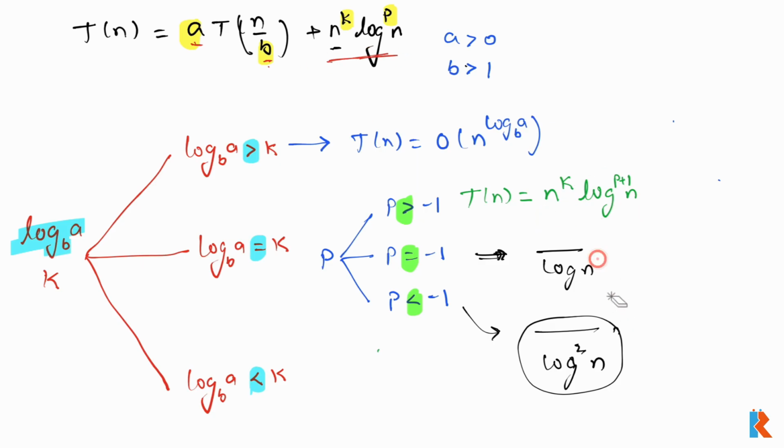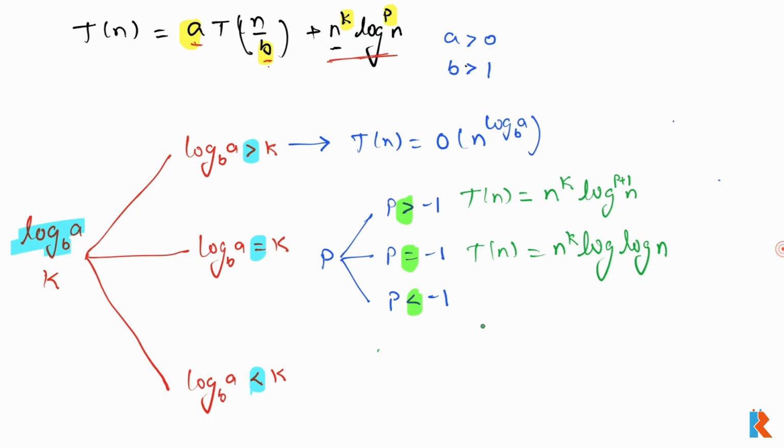In the second case, where you have log n in the denominator, T(n) is n raised to the power k log of log n. So here, because you have log n in the denominator, we are multiplying n raised to the power k with log of log n. And if you have a very high power of log n in the denominator, then we will completely ignore log n and we'll say that T(n) is big O of n raised to the power k.